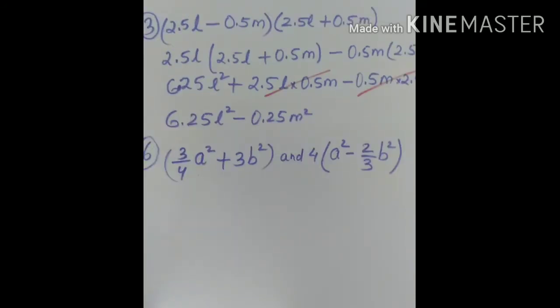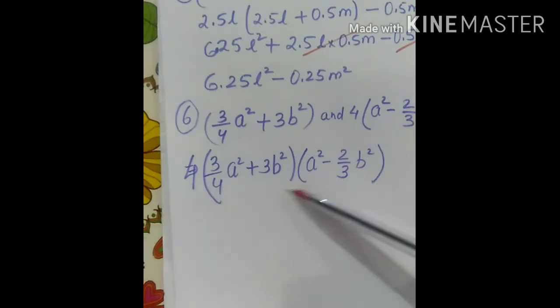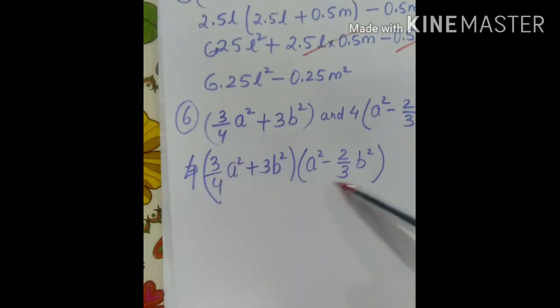Next is 3 upon 4 a square plus 3b square and 4 into a square minus 2 upon 3b square. Now here 4 is multiplied and is common, so we can write it first and then multiply. So I have written this 4 first and then the multiplication of both the binomials. Now one by one, with this 3 upon 4a square you have to multiply this, and then with 3b square you have to multiply this.